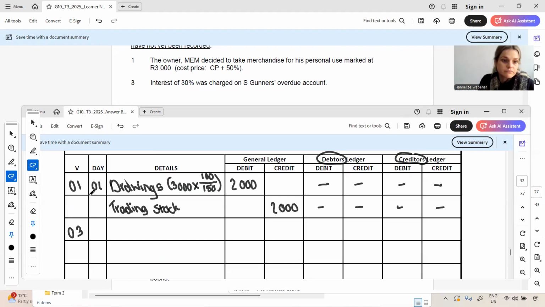So on the 3rd, we now have journal voucher number 2. Interest charged on his account means that he now owes me more money. Therefore, I need to debit the debtor's account. So debtors control is debited. Debtors control. And remember to please add that debtor's name. And this is Gunner. The surname is sufficient.